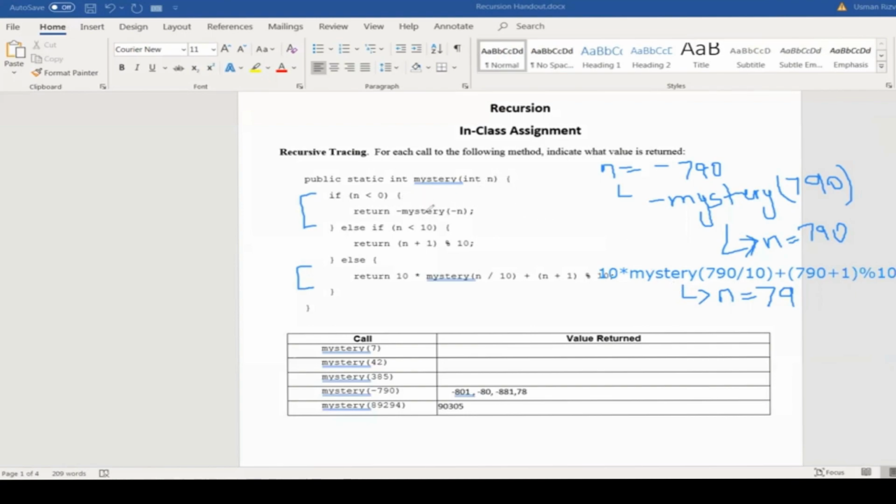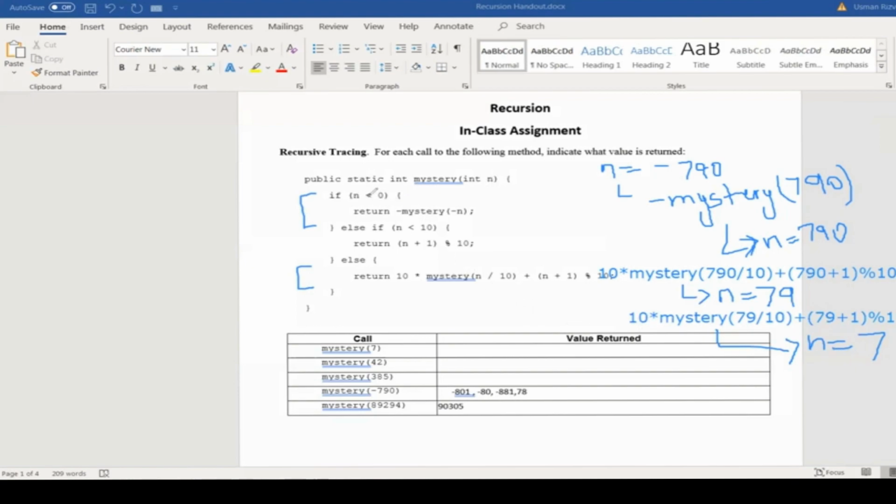79 comes in here. That's not true. 79 comes in here. It's not less than 10. We go into the recursive case again, and then we have the same equation again. We have 10 times mystery of 79 divided by 10, plus 79 plus 1 mod 10. So now we have a recursive case again. We're going to call recursion, and this would be the unsolved mystery. What is the value of n when we call recursion? It is 7, because remember, we don't take 7.9. It's integer division. We call recursion on 7.